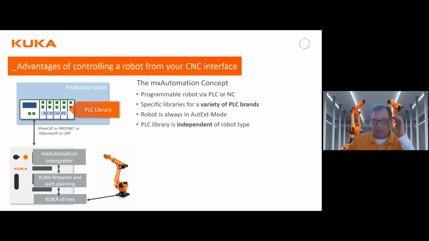So the whole concept with MX Automation is that inside your plant, you may have a PLC or an NC control. You can add libraries to that system. We support a variety of brands. One thing to note, the robot is always an automatic external, which means the PLC or the NC has full control of the robot. The PLC libraries are actually independent of the robot type. So depending on whether you're working on Allen Bradley or Siemens, you can control any of the KUKA robots. So the complete robot portfolio is available.